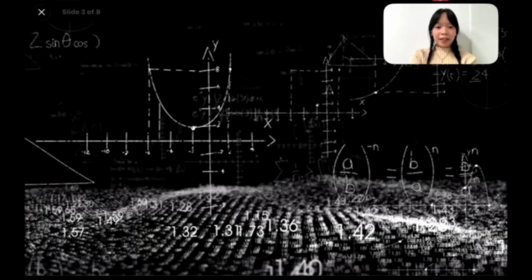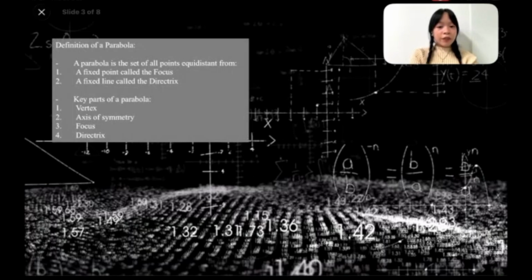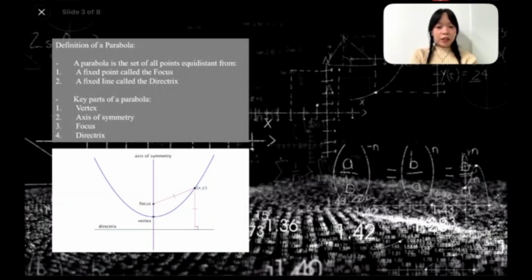So what exactly is a parabola? Formally, it is defined as the set of all points that are equally spaced from a fixed point called the focus and a fixed line called the directrix. It appears to be a symmetric curve with the following key elements.